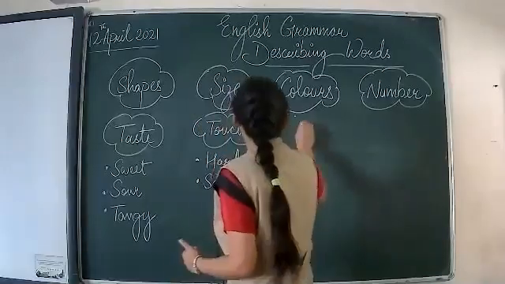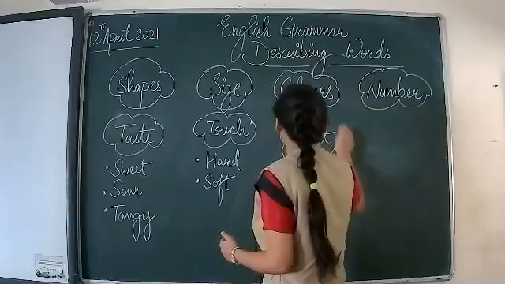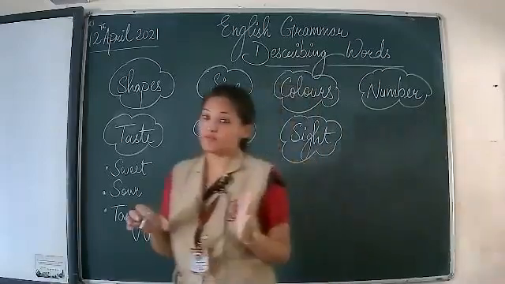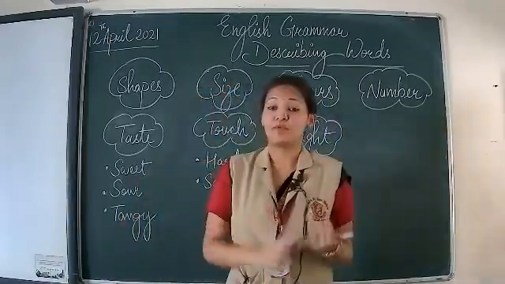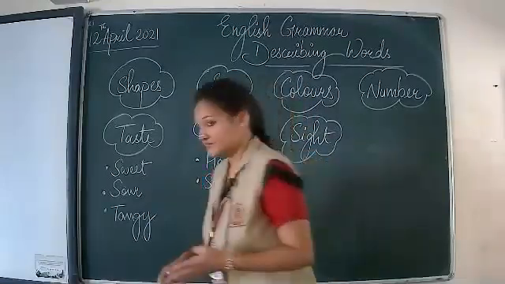All right. Another category, what the adjectives tell us, is sight. When you see something, how do you feel about that person, place, animal, or thing?